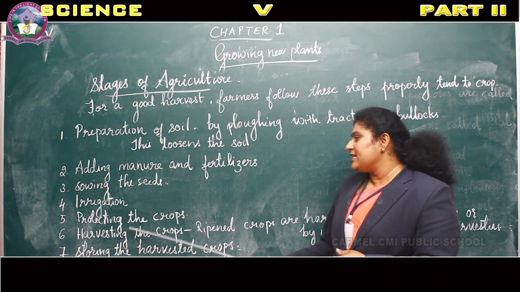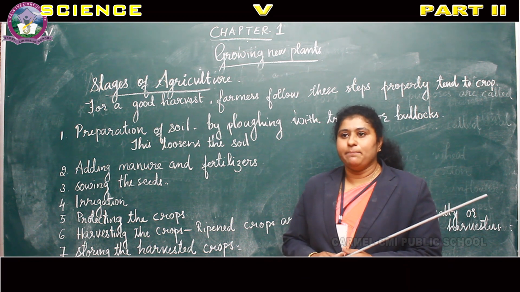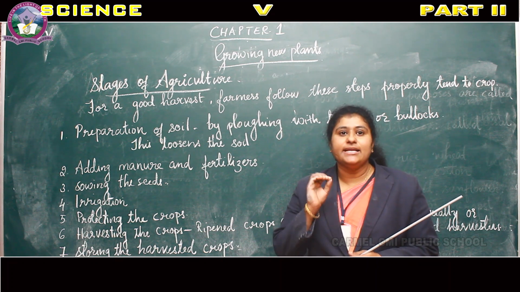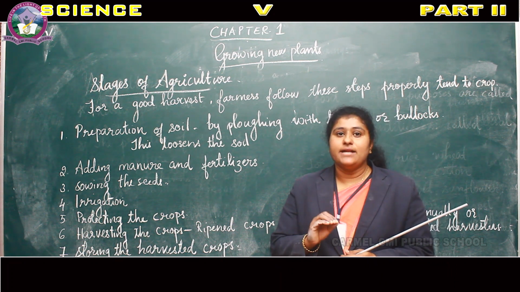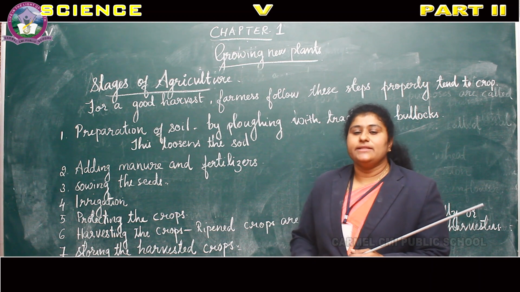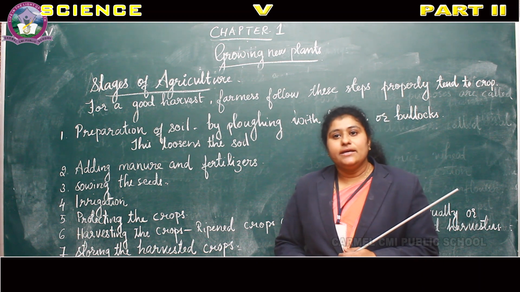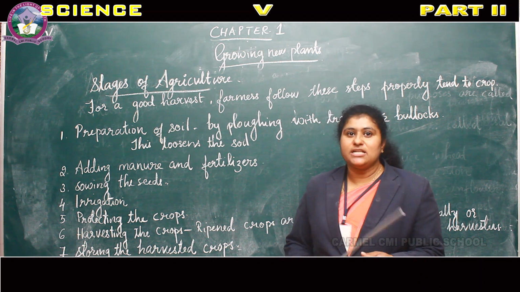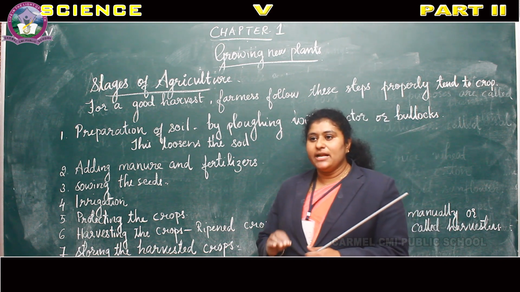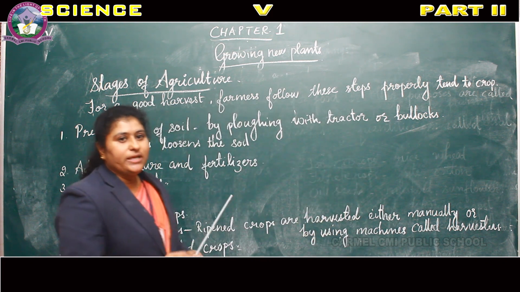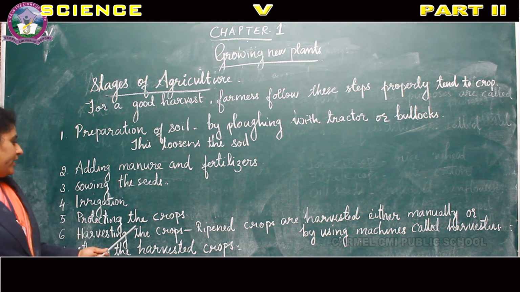Next step is protecting the crops. Different pests and weeds are there. Pests are insects that attack the crops. Weeds are unwanted plants growing along with the crops. We must spray pesticides, chemicals for killing the pests, and weedicides, chemicals for controlling the weeds. So we need to protect the crops.